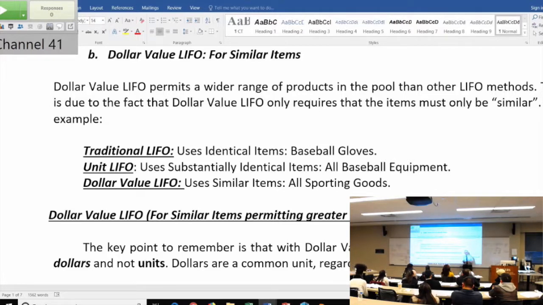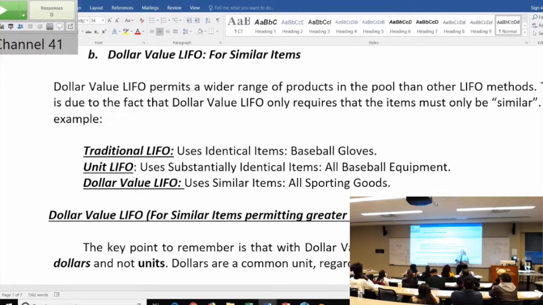So usually I hit this chapter right around the World Series, so my timing's a little off, or the series didn't go as long, but there weren't enough rainouts. But traditional LIFO, you'd have to take one type of baseball glove. Then unit LIFO would say, well, we could pool all equipment, all baseball equipment. And dollar value LIFO allows you to put the entire sporting goods department into one unit.